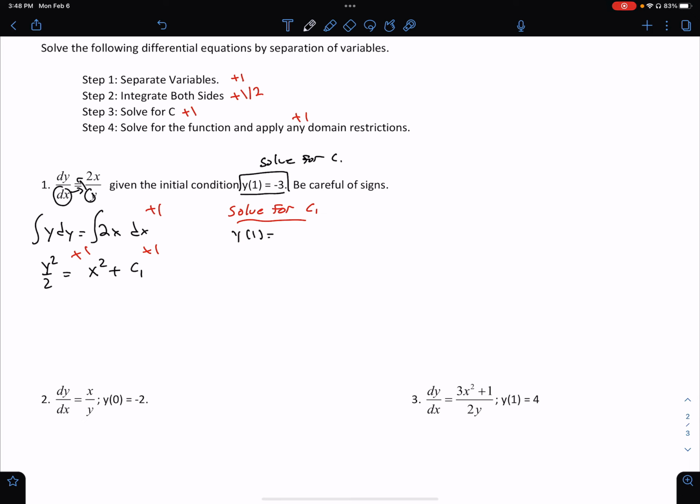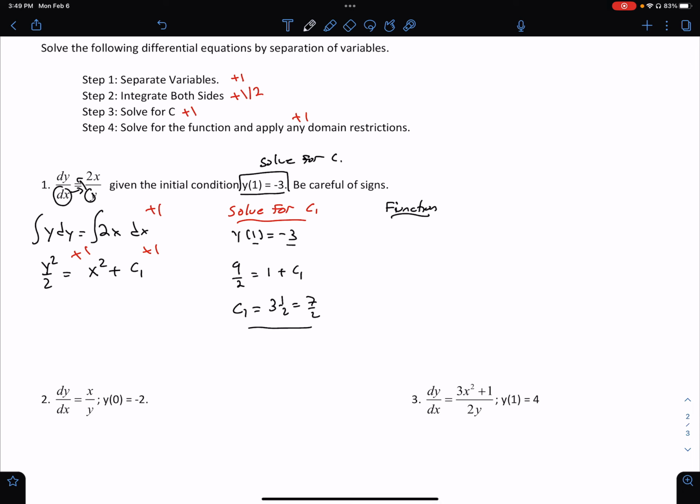Y of 1 equals negative 3, and I'm just going to plug it in. My x is 1, my y value is negative 3. If we plug negative 3 in, we get 9 over 2 equals 1 squared plus C1. So C1 is equal to, well, what's 9 halves minus 1? So it's what, 4 and a half minus 1? So 3 and a half or 7 halves right there. Pretty easy to do. Write out your equation, my function.